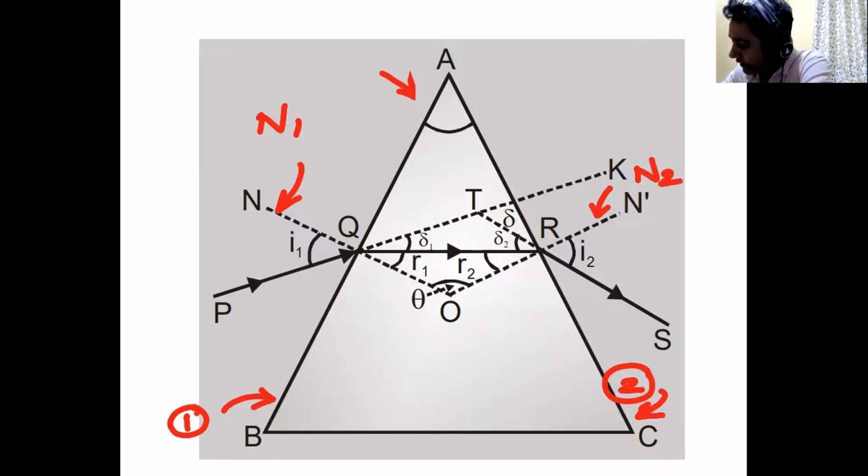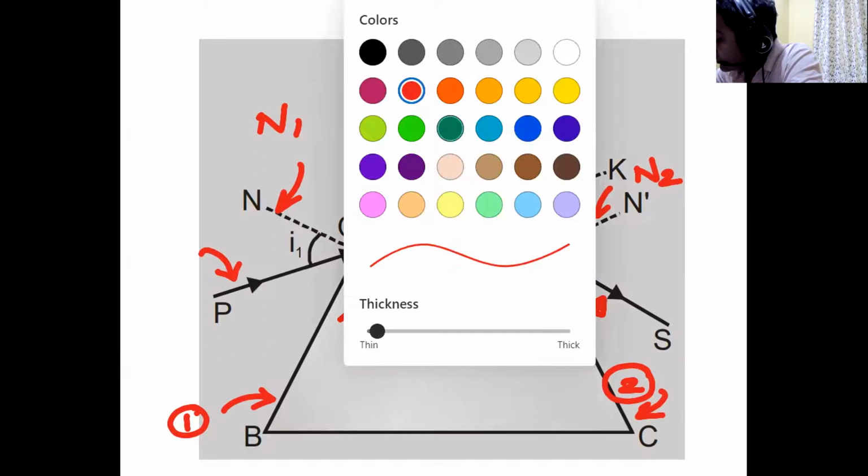Let us move ahead. What is this? PQ. What is PQ? Incident ray. Very good. Remember each and every word; each and every word is important. What is this? Refracted ray. QR is the refracted ray. Well done. What is this? Emergent ray. Very good. Let me now change the color of the pen.